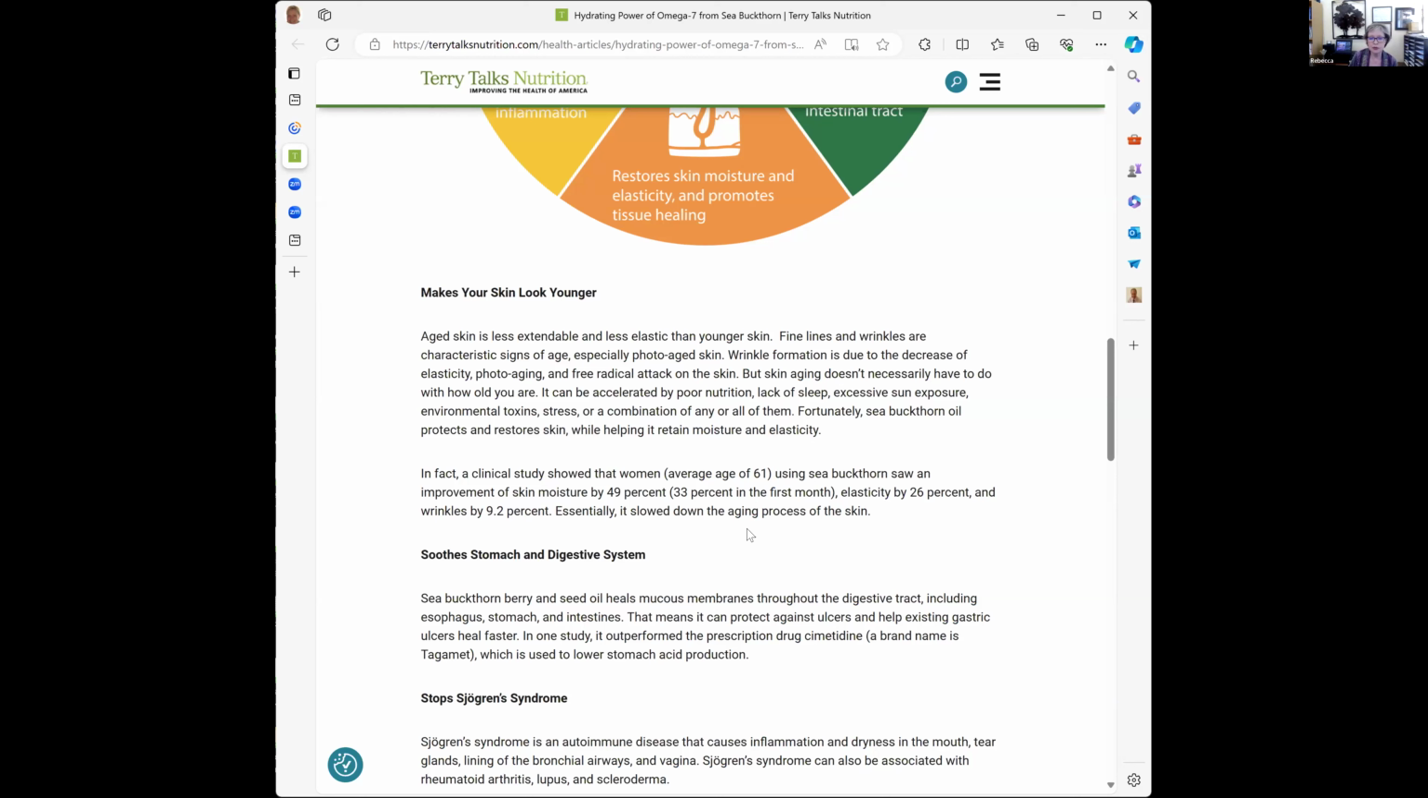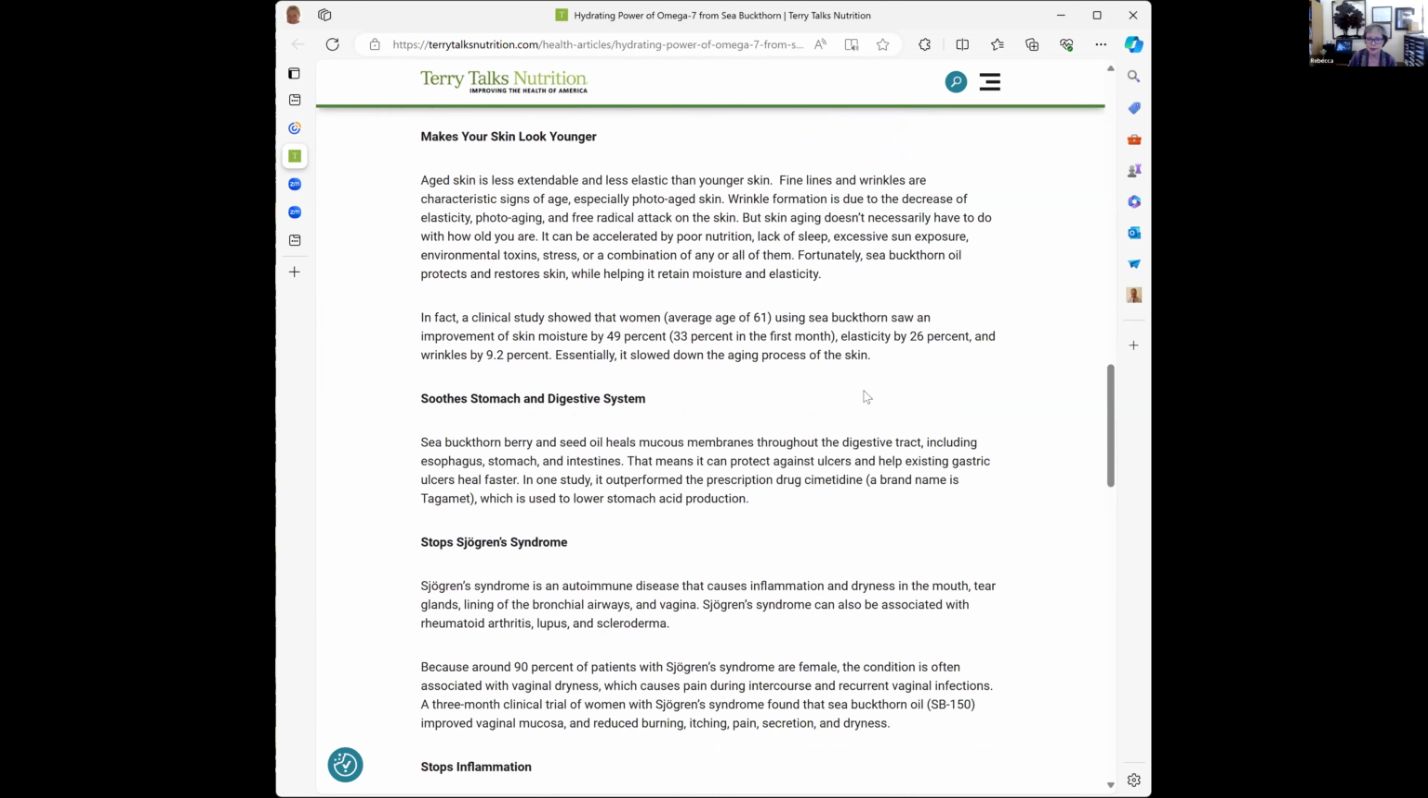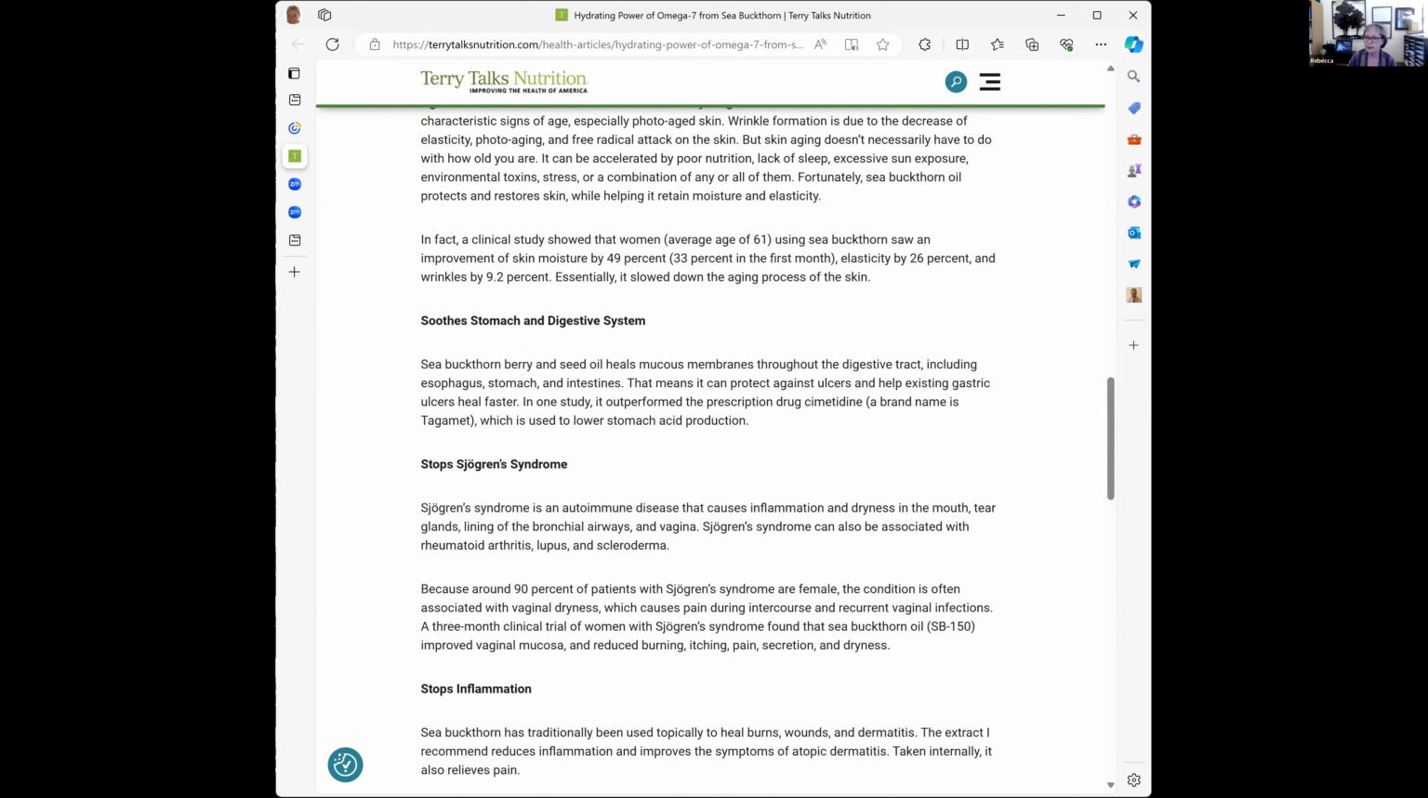In fact, a clinical study showed that women, average age of 61, using sea buckthorn saw an improvement of skin moisture by 49%, 33% in the first month, elasticity by 26%, and wrinkles by 9.2%. Essentially, it slows down the aging process. It slowed down the aging process of the skin. So this is why, you know, take it internally. I just, like I said, I haven't been doing that. And I just took a bottle home so that I can do that last night.